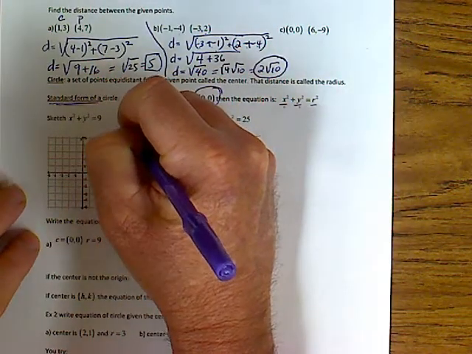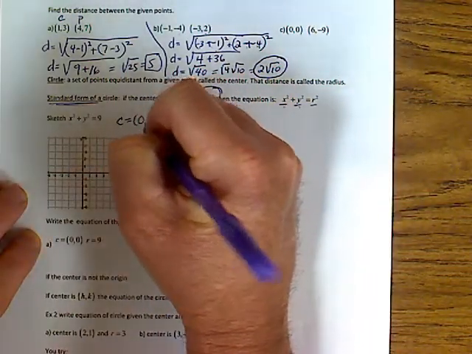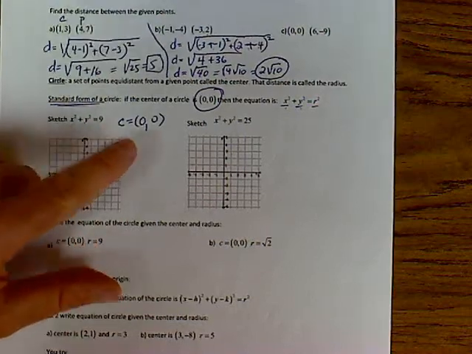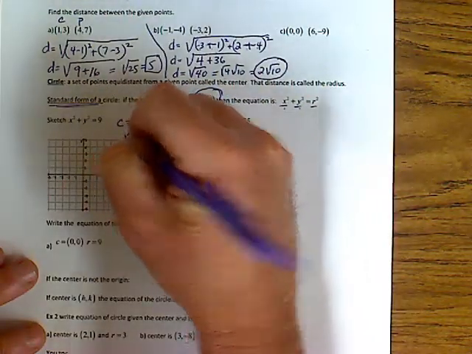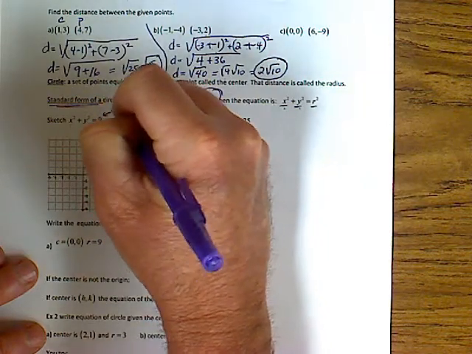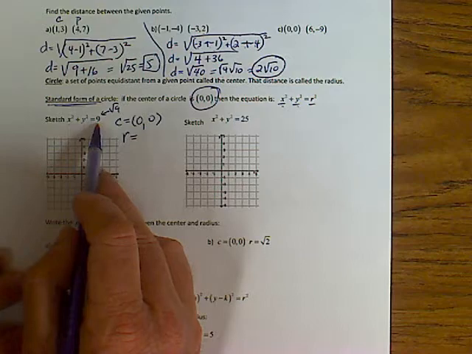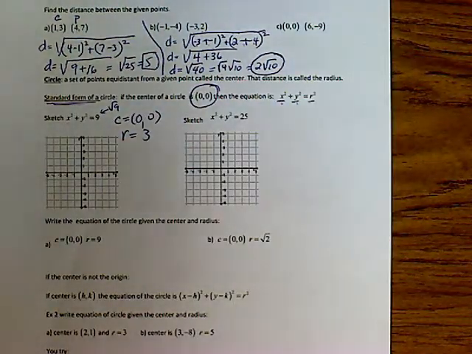So the first question here, the center, well, if there's nothing with x and nothing with y, it's 0, 0. Nothing with x, nothing with y, 0, 0 is always going to be your center. Now, your radius is always the square root of this back number. This number at the end, this constant, square rooted, the square root of 9 is 3, and that's your radius. Now, the way I teach graphing these is very, very simple.